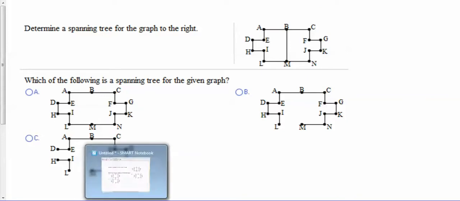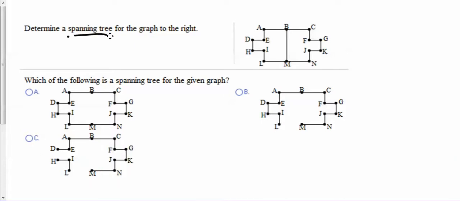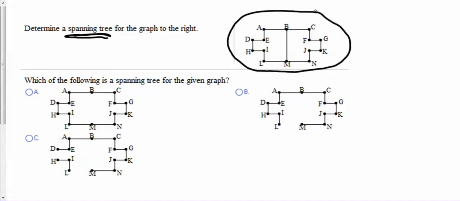In this problem from MGF 1107, the question asks us to determine a spanning tree for the graph to the right. So in this problem, they give us a graph which has many vertices and edges, and we are asked to construct a spanning tree.